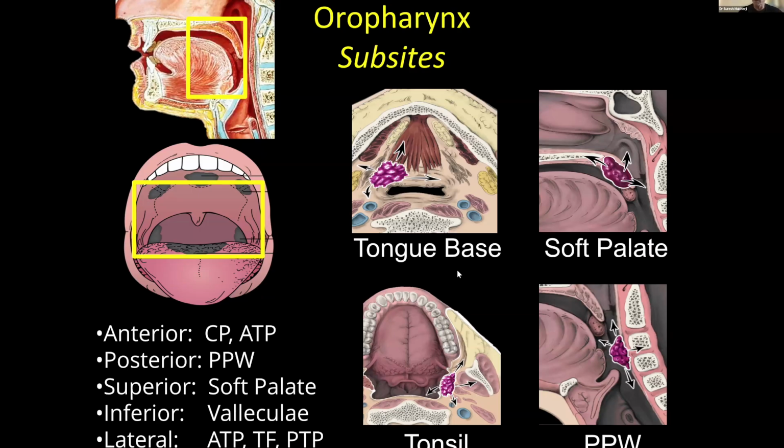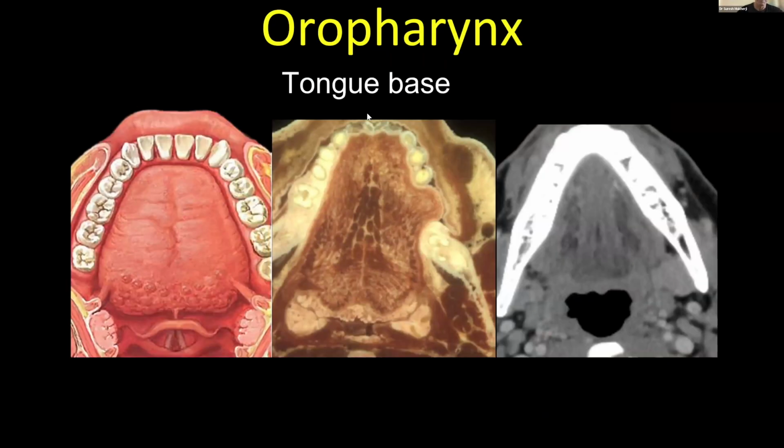So like I said before, we're going to take a deep dive into the anatomy. And the prior two talks did a beautiful job on the anatomy. And one thing about head and neck radiology, if you don't understand the anatomy, then it's always going to be challenging. So the first subsite that we're going to discuss in the oropharynx is going to be the tongue base. There are two components of the tongue, and this first component in the oropharynx is going to be the tongue base.